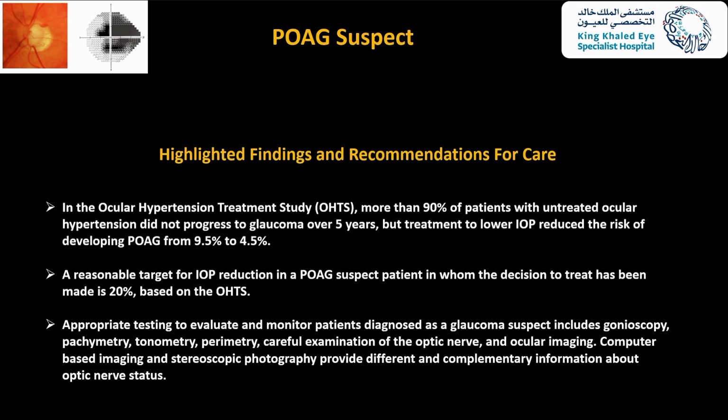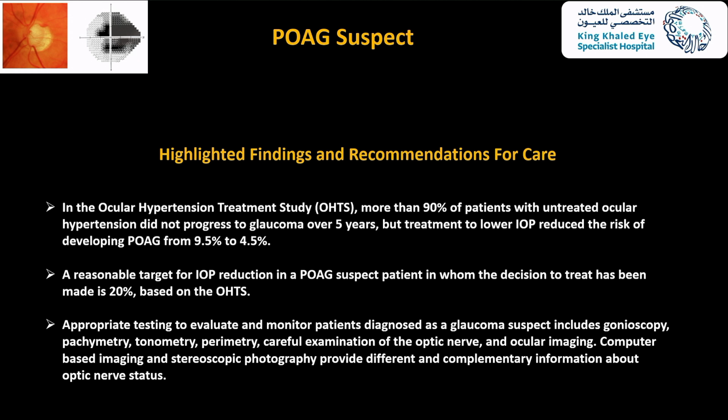In the Ocular Hypertension Treatment Study, more than 90% of patients with untreated ocular hypertension did not progress to glaucoma over 5 years, but treatment to lower IOP reduced the risk of developing open-angle glaucoma from 9.5 to 4.5%. Usually, the reasonable target of intraocular pressure reduction in a primary open-angle glaucoma suspect that you decide to treat is 20% of the baseline intraocular pressure.